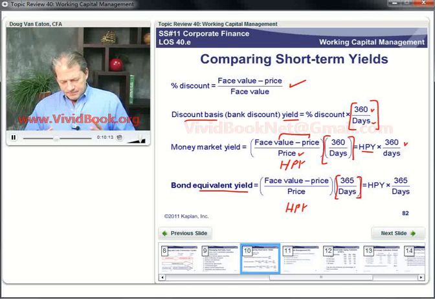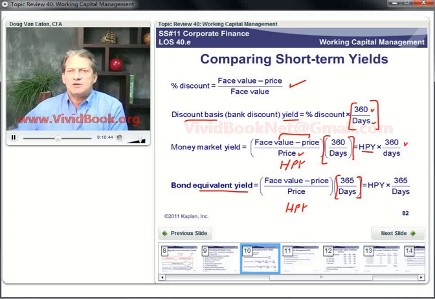And the suggestion in the CFA text on this is that if we have various instruments quoted different ways, that we should put them all on a bond equivalent yield basis. And we can do that by getting to their holding period yield and multiplying times 365 over the number of days. If we put them all on the same basis, then we can compare the yields and decide which are the best choices for our cash management strategy.